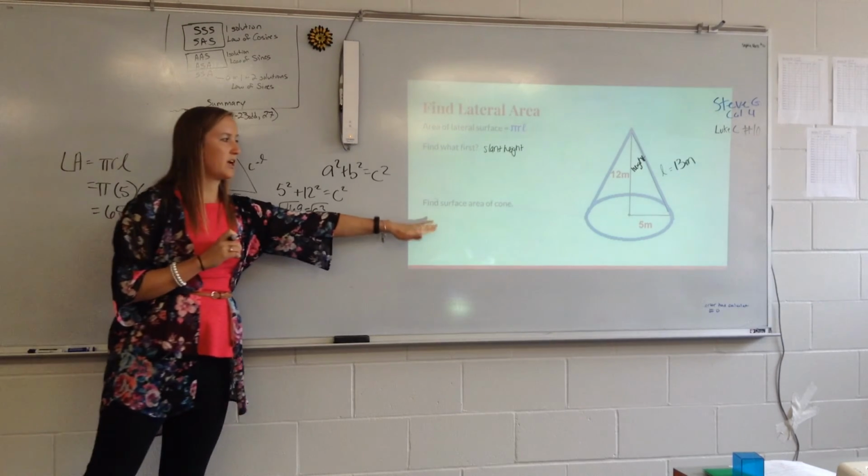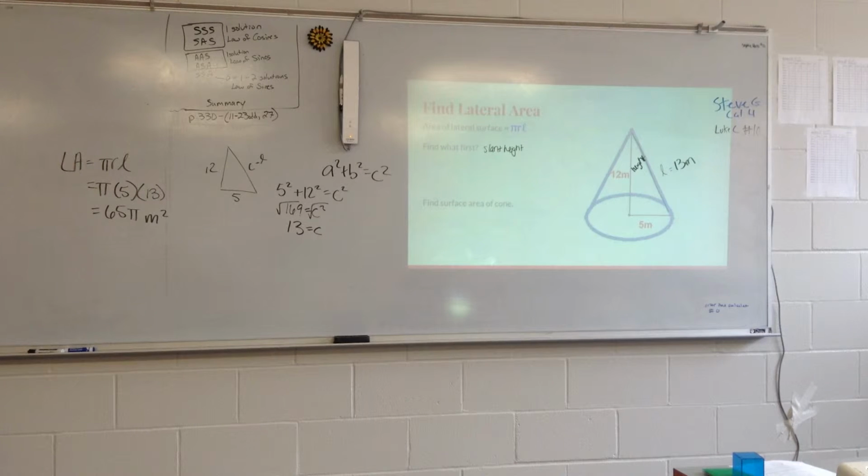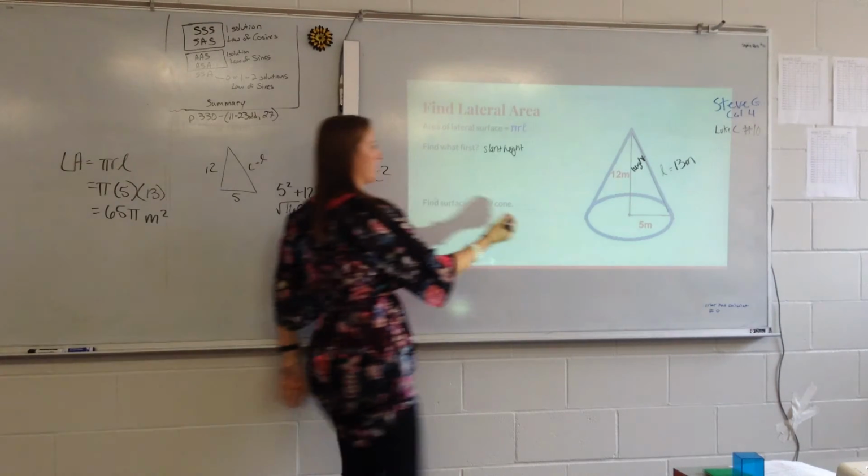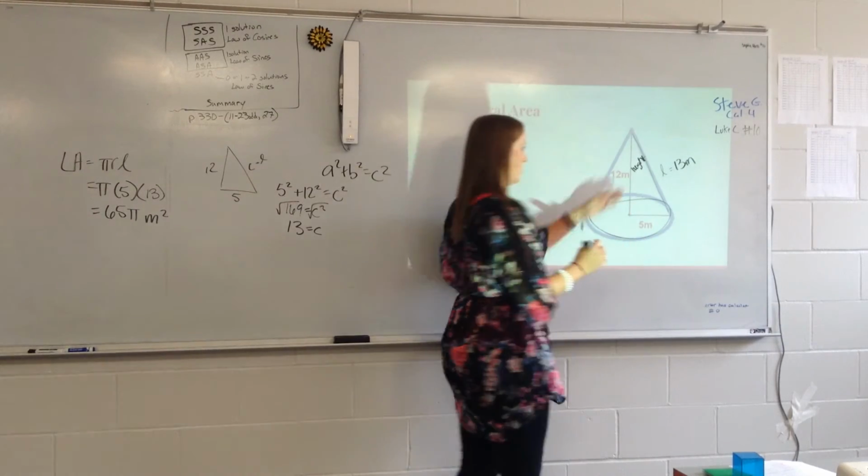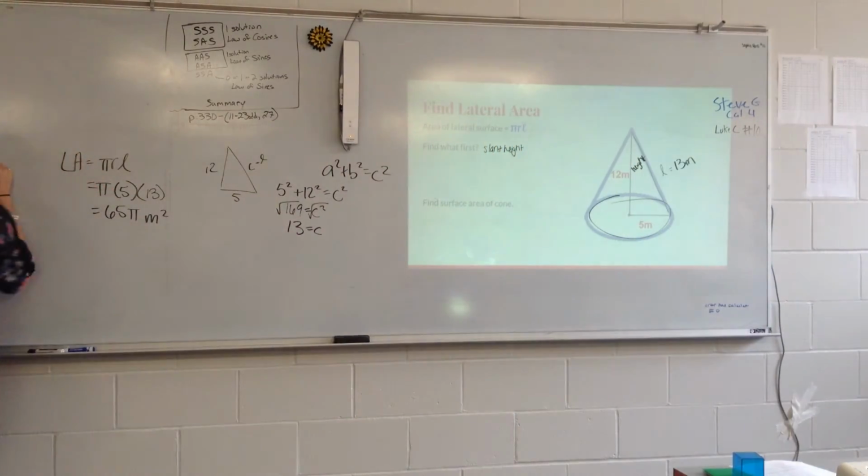Now, finding the surface area of the whole cone, how do we do that? We have the area of our circle, pi r squared, plus the lateral area. Now, plug in. Pi r squared. What's the area of that circle? What's the radius of our circle? 5.